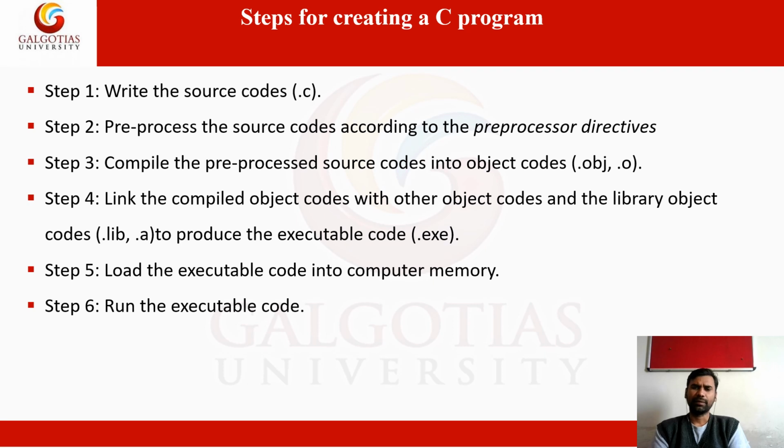It is the .exe file, which can be run anywhere. For example, in a Windows system the .exe file is the executable file. In a Linux system you use the a.out file. This is a.out, and you can run the program. Next, you can load the executable file into computer memory. That's all.